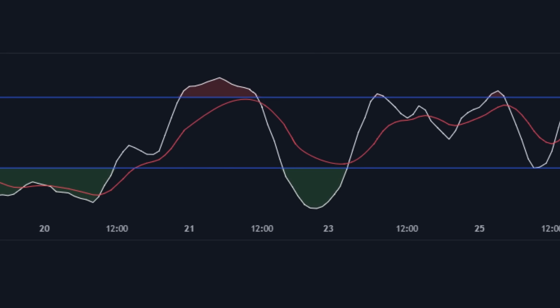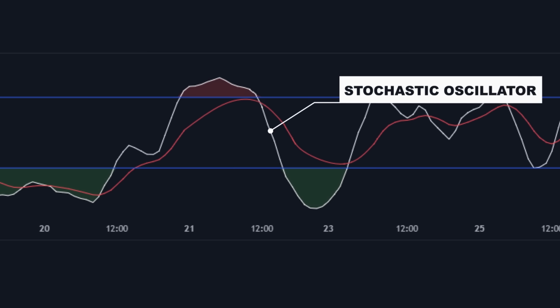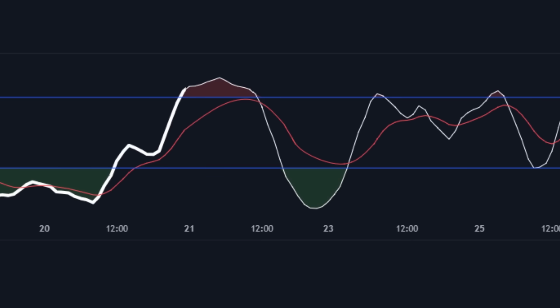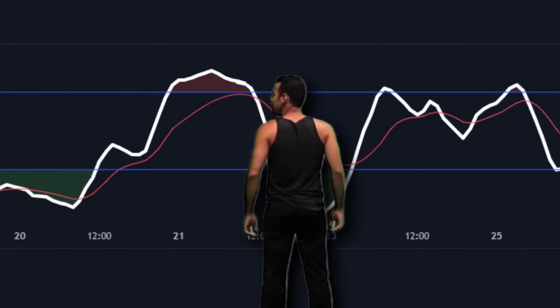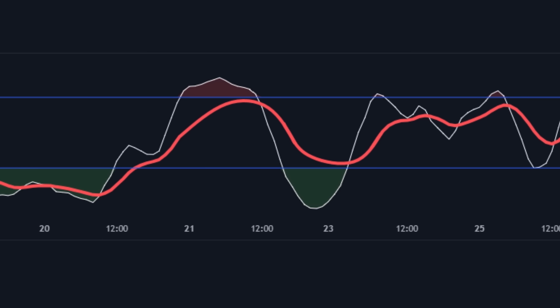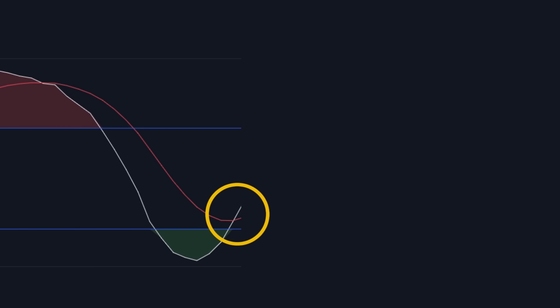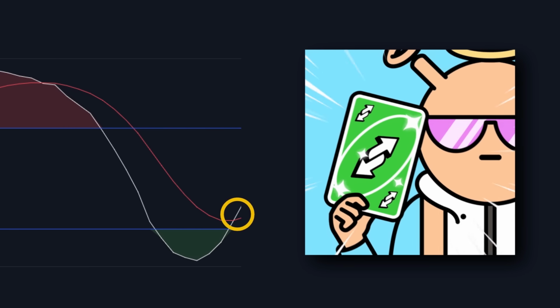First, we have this white line. This is the main oscillator that shows us where price is relative to its recent range. This is what we'll be watching for signals. Next, we have this red line. This is an exponential moving average, EMA, of the white line. When these two lines cross, that's our signal momentum is shifting.